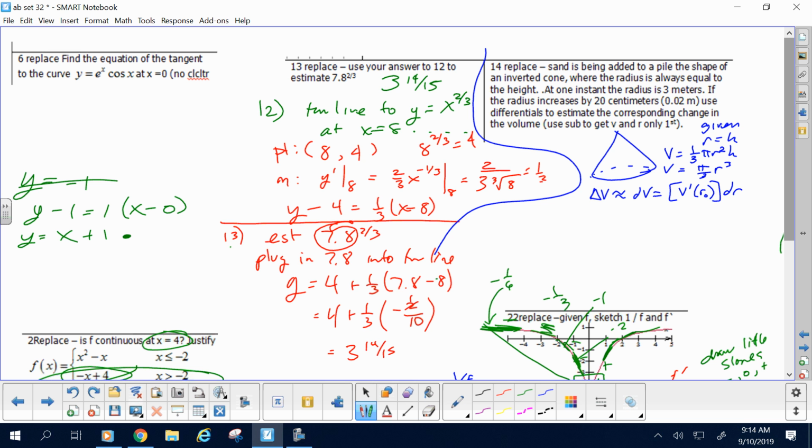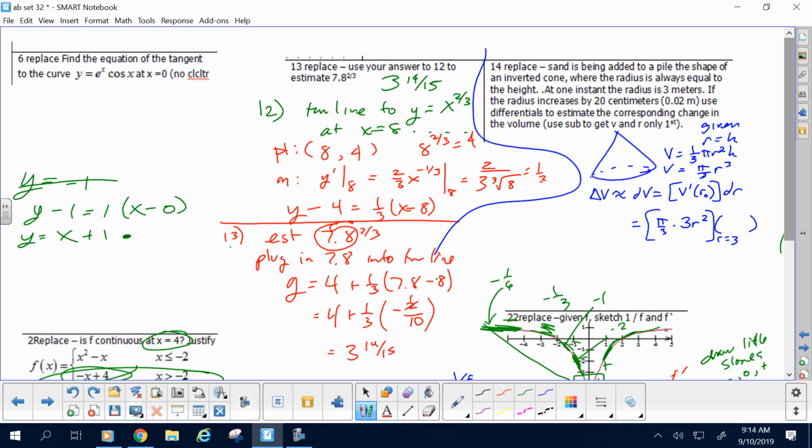All right, so then dV is, what's the derivative of V? If V is pi over 3 r cubed, then V prime is pi over 3 times the derivative of r cubed, which is 3r squared, and that has to be at r initial. What was the initial r? 3, okay? Times dr. How much the radius will change by? How much will the radius change by?